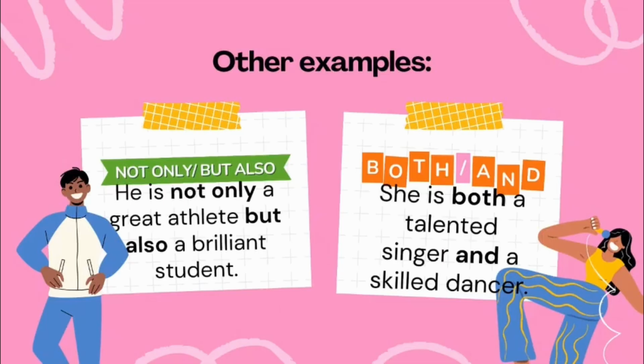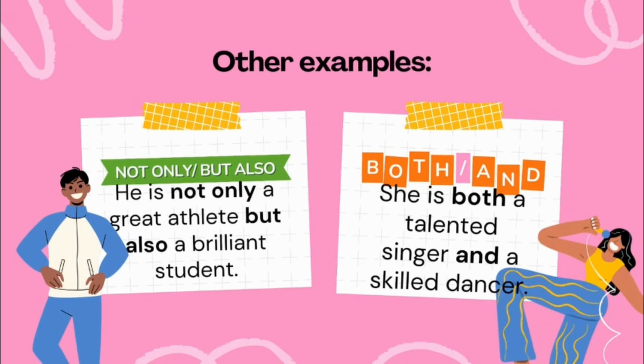We also have another pair, not only but also. This pair is used to emphasize that not only the first element is true, but the second one as well. It usually adds an additional surprising or impressive fact.